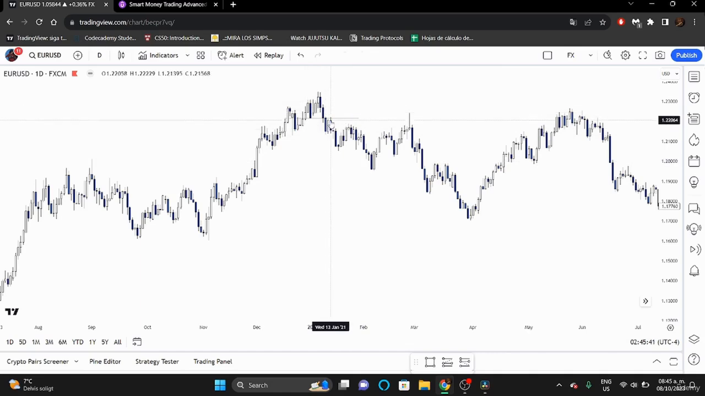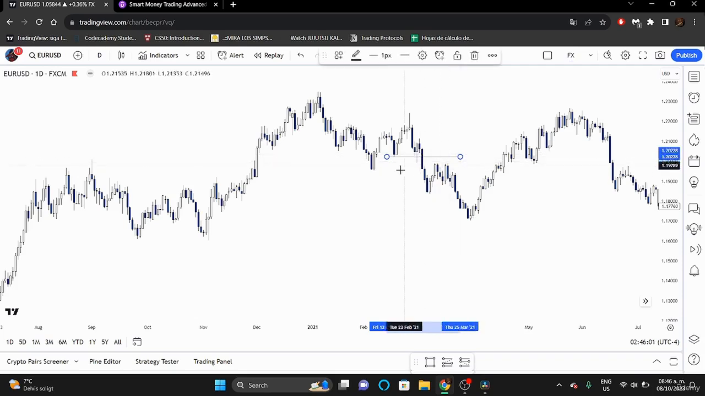Mitigation block. We tapped into it, we go lower. Where's our mitigation block right now? Once we trade through here, this. We trade through it, we change. Then we go down. We go up. Where's our mitigation at this point? It will be right here.